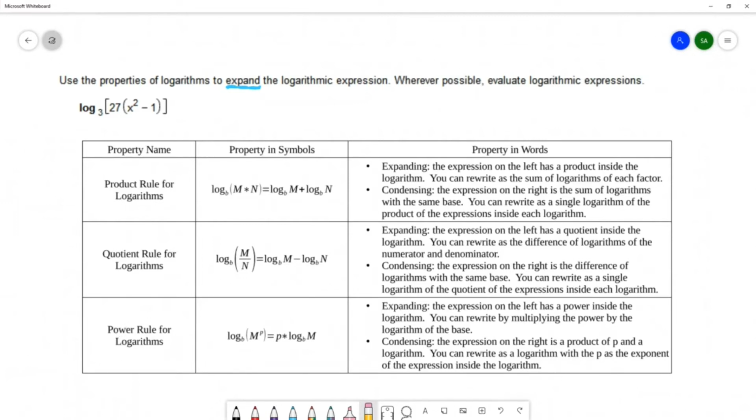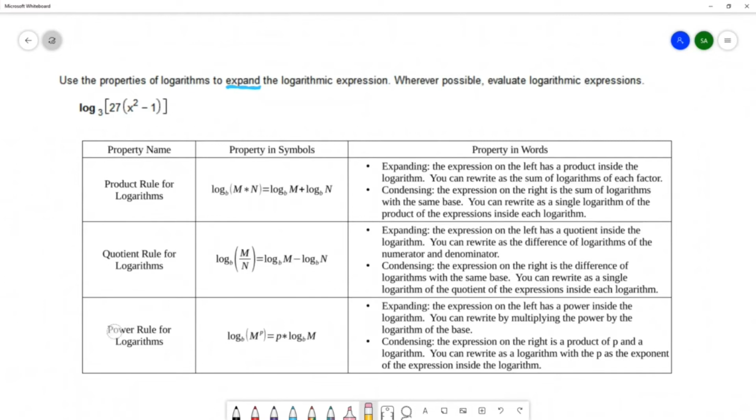So when you have a product inside of your logarithm, you're going to make that the log of each factor. And we're adding those together. So you put a log on the first factor, you put a log on the second factor, and you add those logs together. For the quotient rule, you're going to have division inside your log, and you're going to put a log on your numerator and a log on your denominator, just like we see here, but you're going to subtract them.